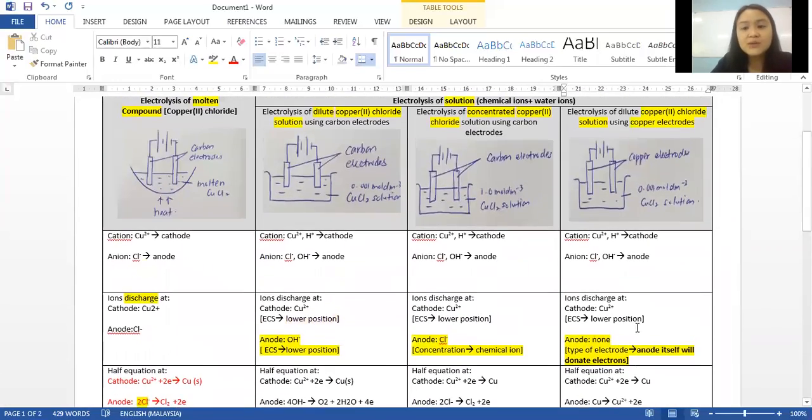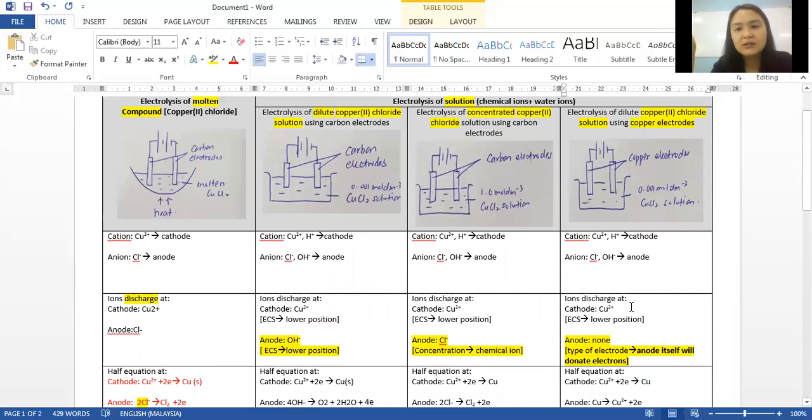So the universal rule is that at cathode, at your level for SPM syllabus, you always remember your choice will always be based on ECS. And if it's ECS, it means you will pick the one at the lower position. But for anode, it can be affected by either type of electrodes or concentration or position in ECS. You must first pick the factor correctly, then you choose your ion according to the factor.